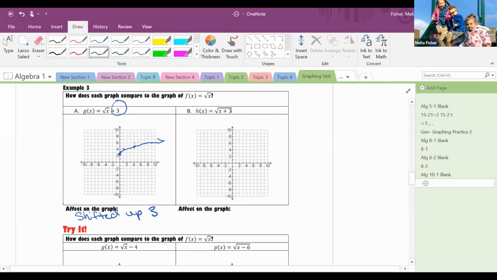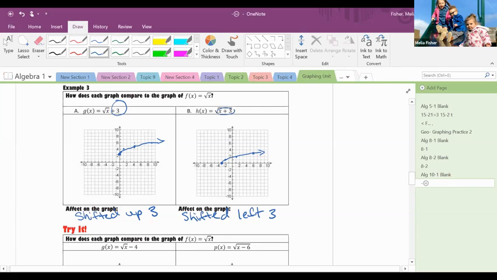So then this one here is going to shift us left 3 because it's on the inside. So remember, inside we do opposite. So we're going to shift left 3. Okay, and still go out 1, up 1, and go out 4, up 2, out 9, up 3. So this is shifted left 3, it's a horizontal shift.